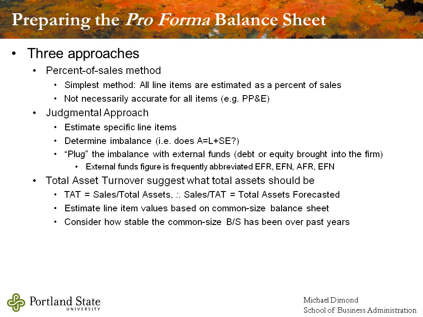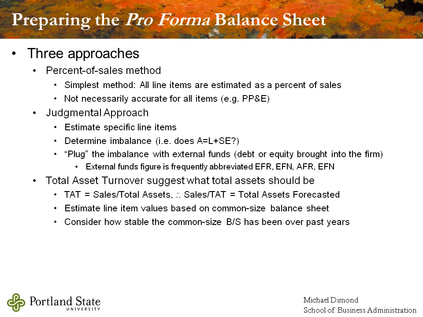A more accurate approach is something called the judgmental approach. In this approach, we're going to take an estimate of specific line items. So we would recognize, what do we expect our property, plant, and equipment to be? What sort of limitations do we have around cash? What sort of expectations do we have around the inventory that's necessary? And we'll determine, is there some sort of an imbalance in our balance sheet? If the assets do not equal the liabilities plus shareholders' equity, we know what the gap is going to be, and we're simply going to plug that gap with some sort of external funds that the company is expected to bring in. The company is either going to borrow money or bring in equity investment from somewhere.